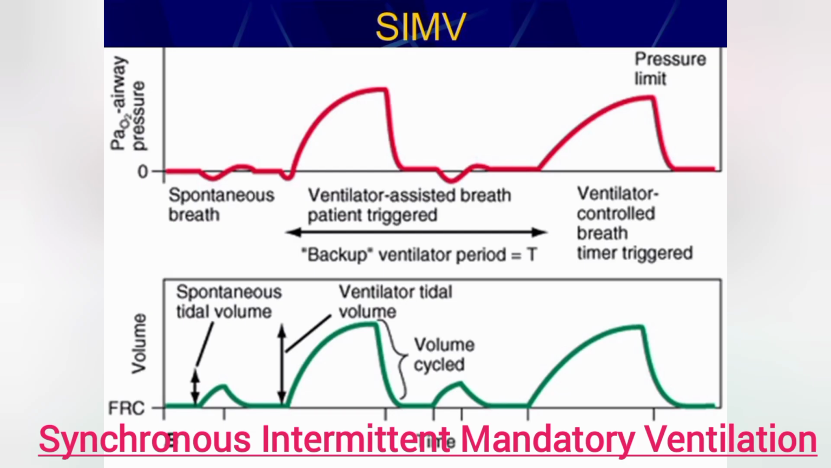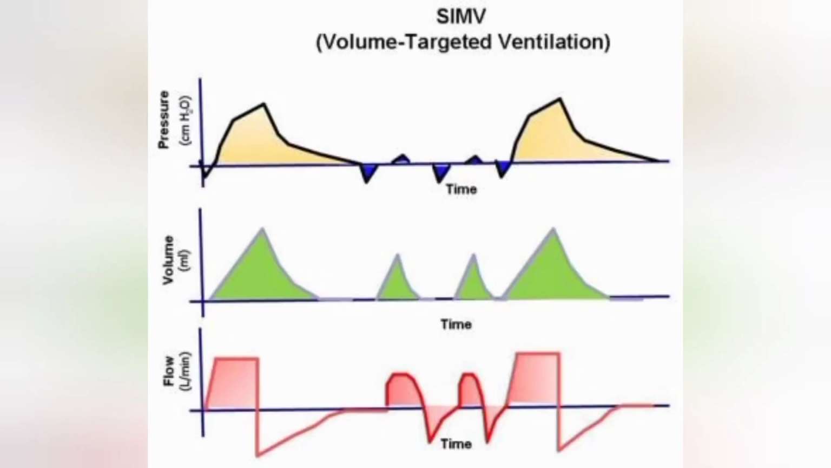Third is SIMV mode. SIMV means synchronous intermittent mandatory ventilation. With this mode, the ventilator will deliver a mandatory, that is set, number of breaths with the set volume, while at the same time it allows the patient's spontaneous breaths, and these spontaneous breaths are delivered when airway pressure drops below the end expiratory pressure, that is the trigger.